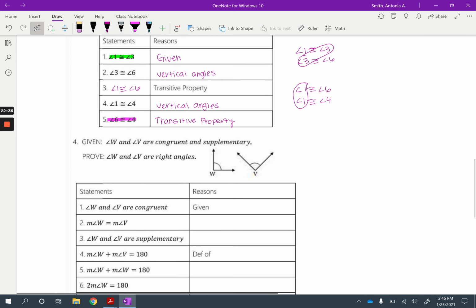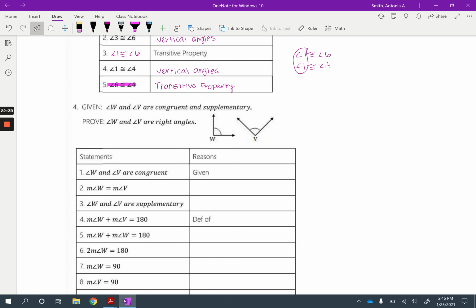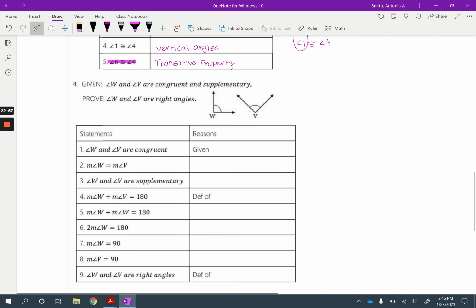Last geometric proof. We are given that angle W and angle V are congruent and supplementary. It wants us to prove that angle W and angle V are both right angles. So they've actually filled in a little bit for us. We just have to fill in the rest of the reasons.